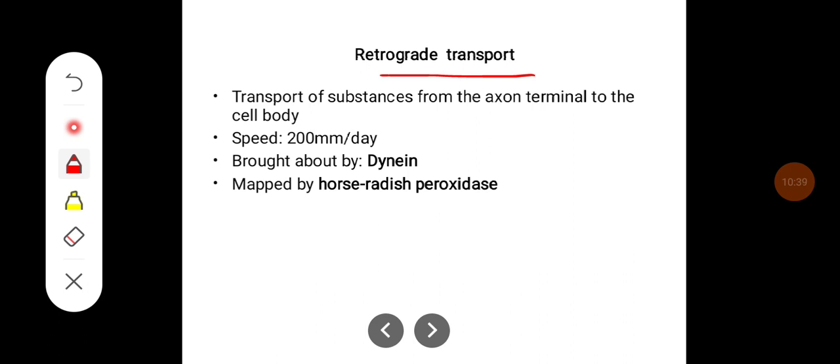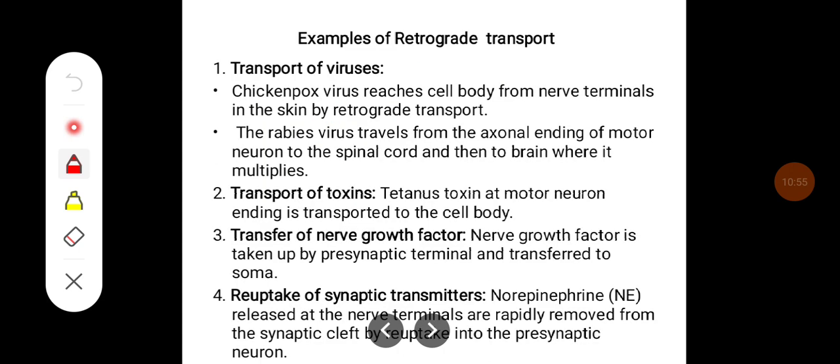Retrograde transport is where the transport of substances from the axon terminal to the cell body occurs. The speed is around 200 millimeters per day, and it is brought about by dynein. It can be mapped by horseradish peroxidase. Some examples of retrograde transport are transport of viruses. The chickenpox virus reaches the cell body from nerve terminals in the skin by retrograde transport.